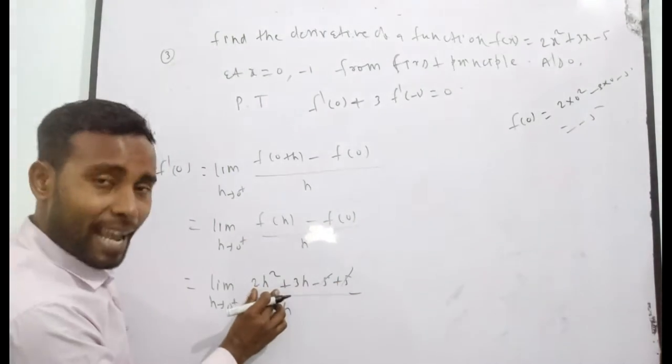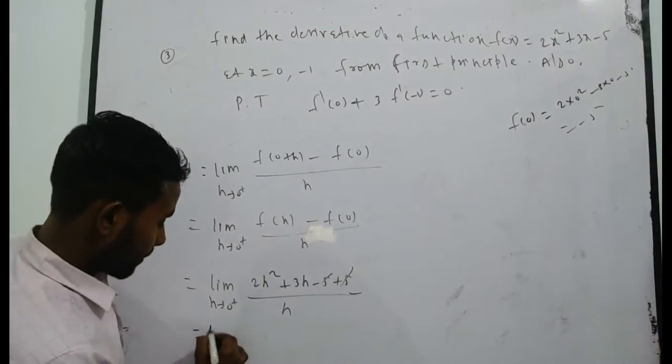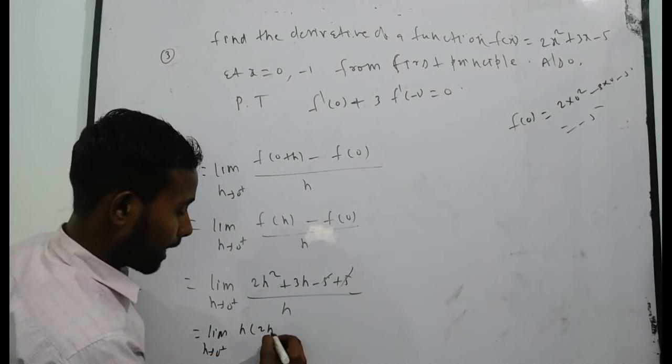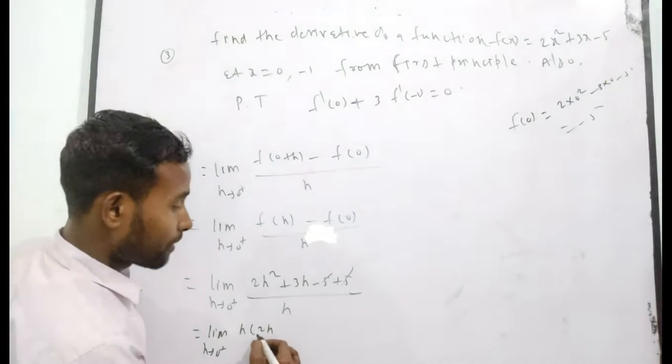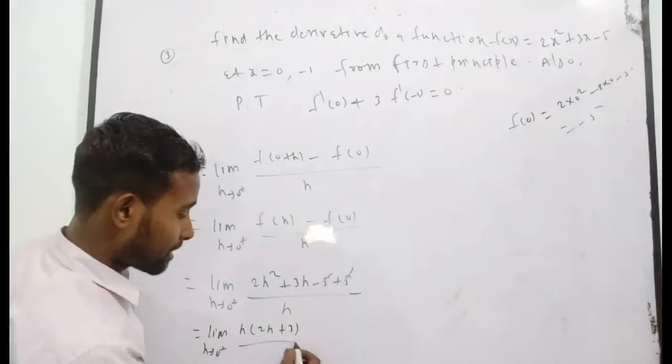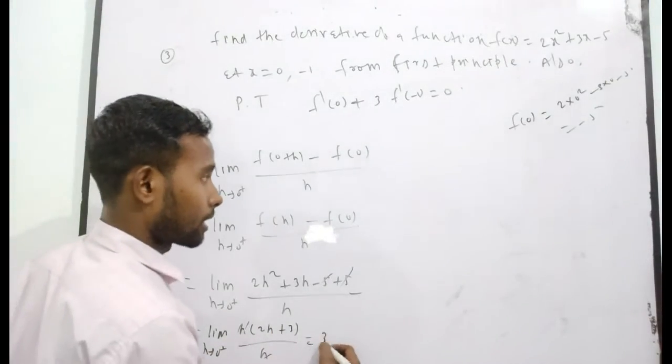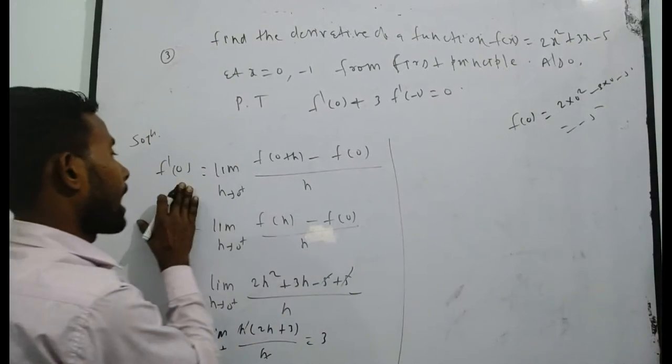If you take common h, you can write limit h tends to 0 from the right hand side of h times (2h plus 3) divided by h. H cancels. And if you put h is equal to 0, what do you get? 3. This is f dash 0.